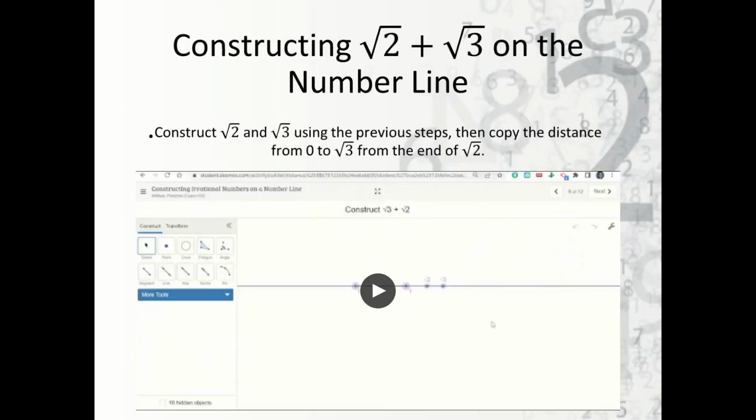Now let's take a look at how to construct square root of 2 plus square root of 3. We already have square root of 2 and square root of 3. So now we just need to add them to each other. We would take the distance from 0 to square root of 2 and add it to the end of square root of 3. And wherever that is should be square root of 2 plus square root of 3. And here's a video that shows you how to do it.